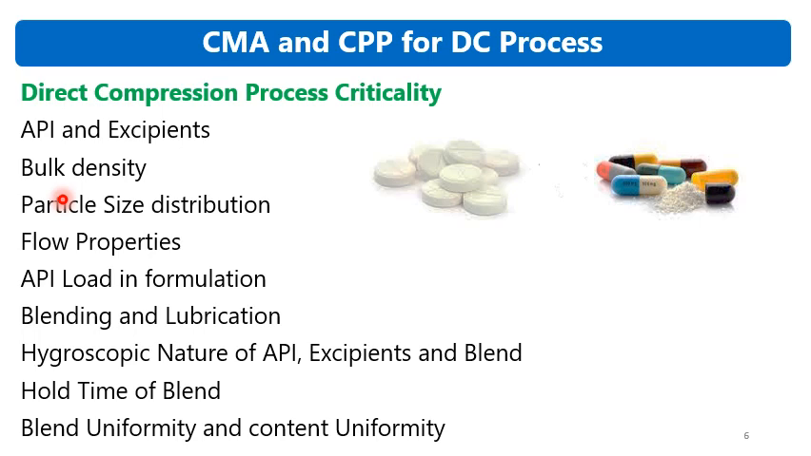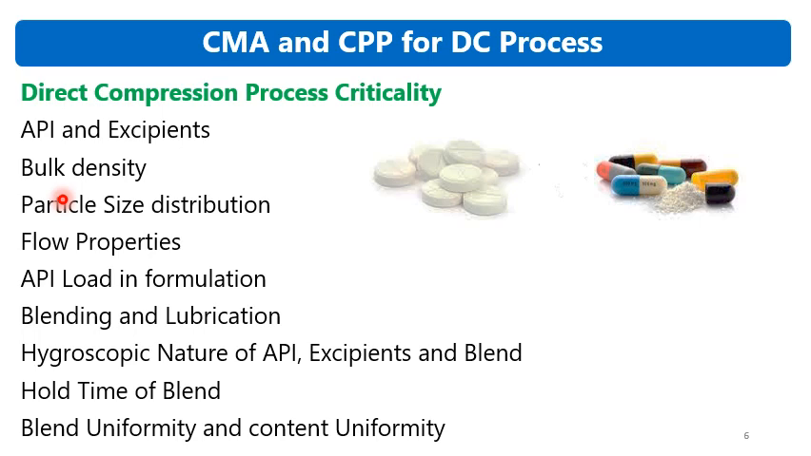API load into the formulation can affect the flow and the uniformity of weight during compression and capsule filling. Blending and lubrication is required to be optimized. Occupancies in the blender are required to be optimized, and then it should be taken to the bigger scale. So blending RPM, blending time, lubrication RPM, and lubrication time are the important parameters.